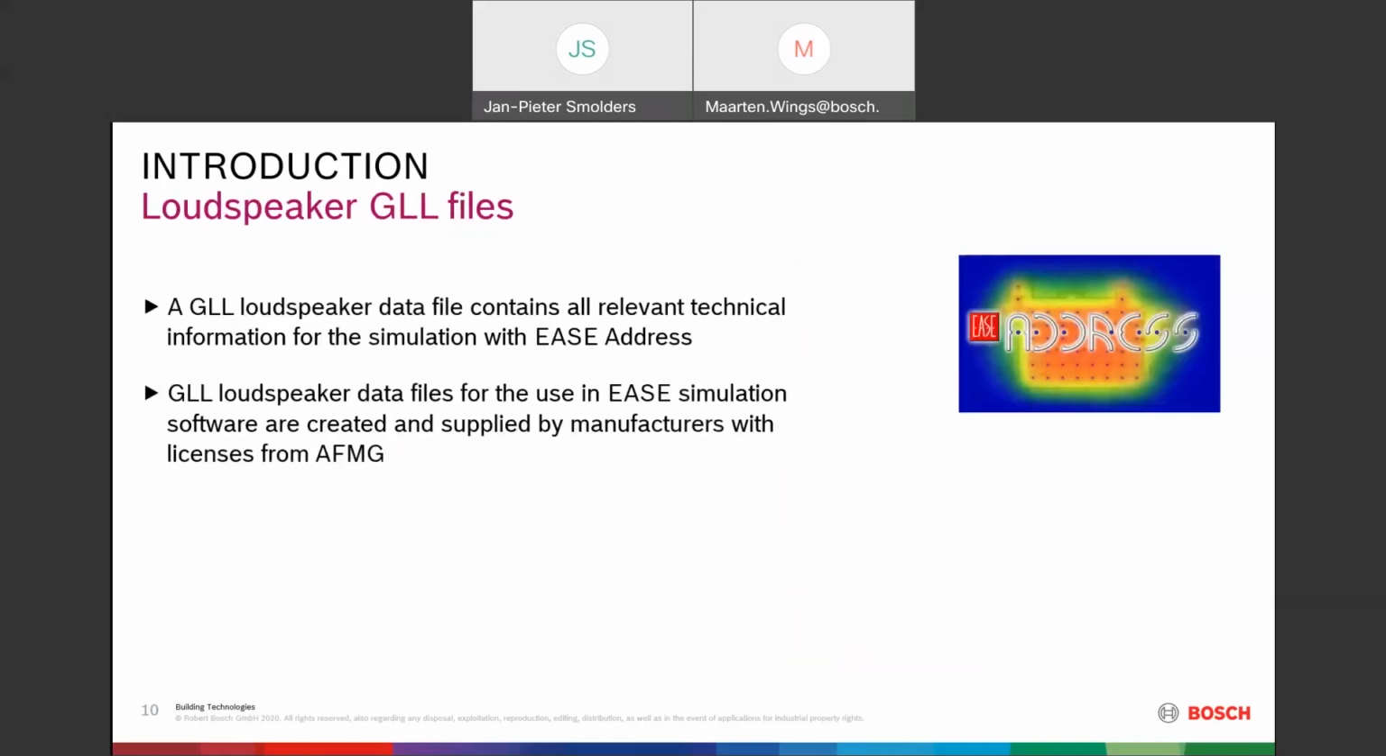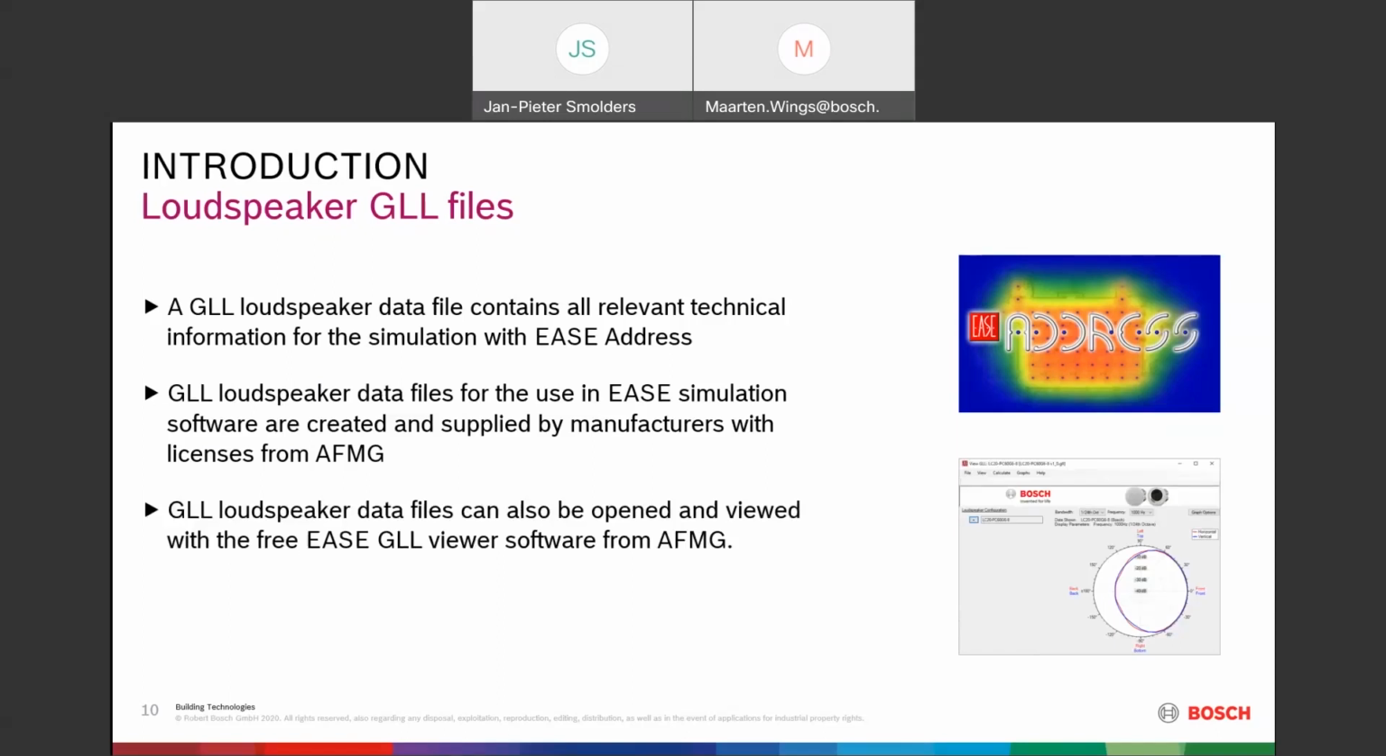Now the software is using GLL files. These files contain all the data that is required by the software, and the GLL files are created by suppliers of loudspeakers, manufacturers of loudspeakers, which have a license from AFMG, like Bosch has. You can also open the GLL files with the EASE GLL Viewer. This is also free software from AFMG, like you see in the picture here on the right. You can see the polar patterns and balloons and things like that.